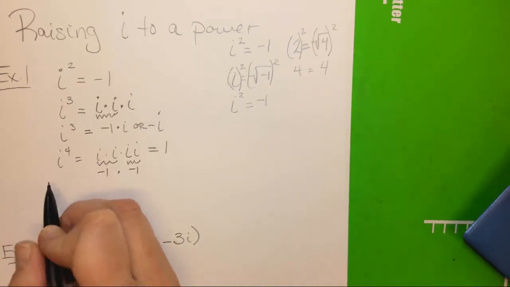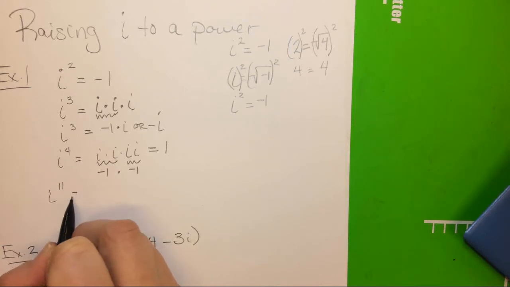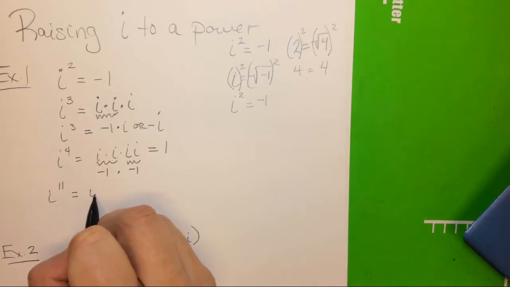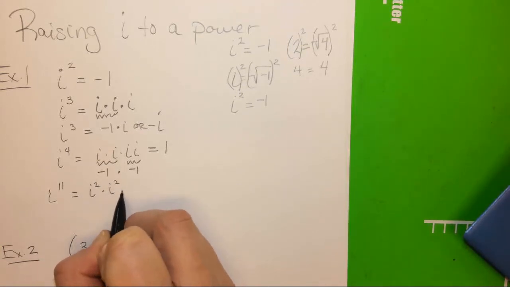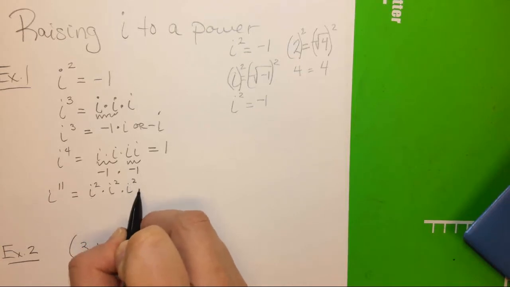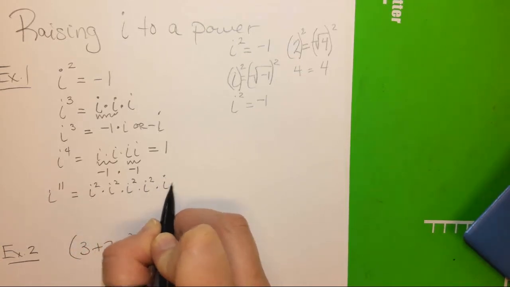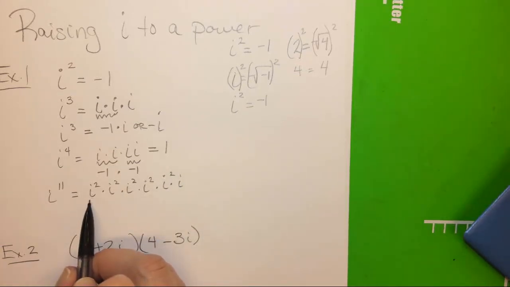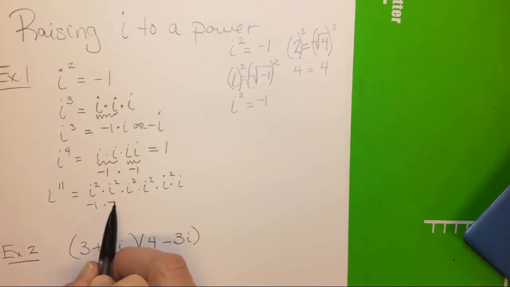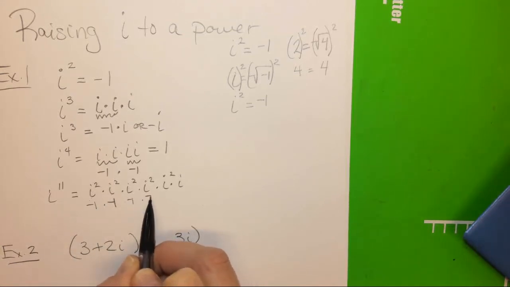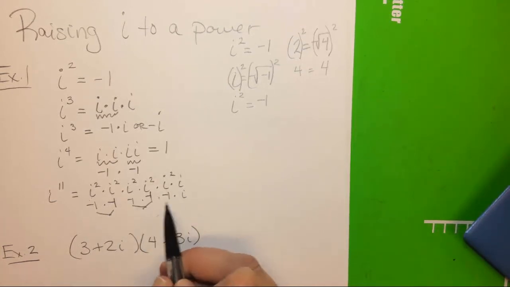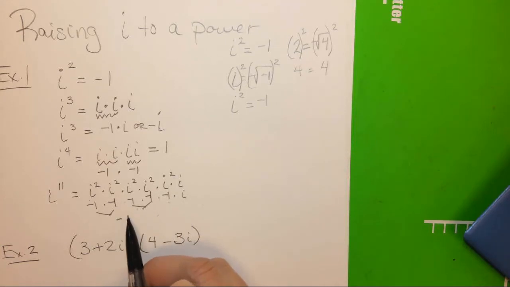So, for example, if I have i to the 11th power, that would be the same as, well, how many i squareds would we have? We would have 1, 2, so that's 2, 4, 6, 8, 10, 11. So i squared is negative 1, negative 1, negative 1, negative 1, negative 1, i. That's 1, that's 1, and then that would give us negative i. So that's a way to break it down.